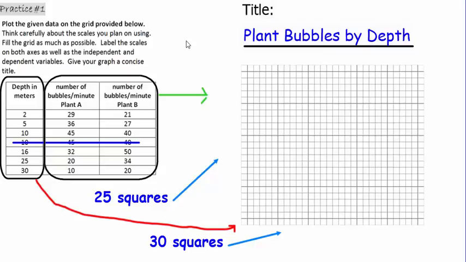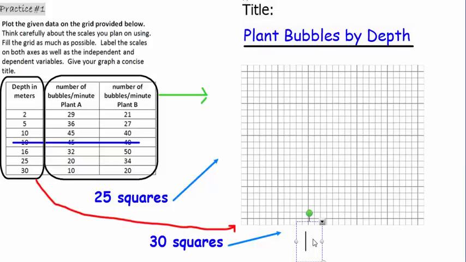Okay, so then we need to figure out how to set up these axes. Like I said, we're going to put depth across the bottom. We're going to put number of bubbles along the side. And so what we need to think about are, well, what's the biggest number we have in here for depth? We're going from 2, and then the biggest number I see is 30. So I've counted these for you. There are 30 squares across. So if we need to go up to 30, we can count by ones across the bottom.